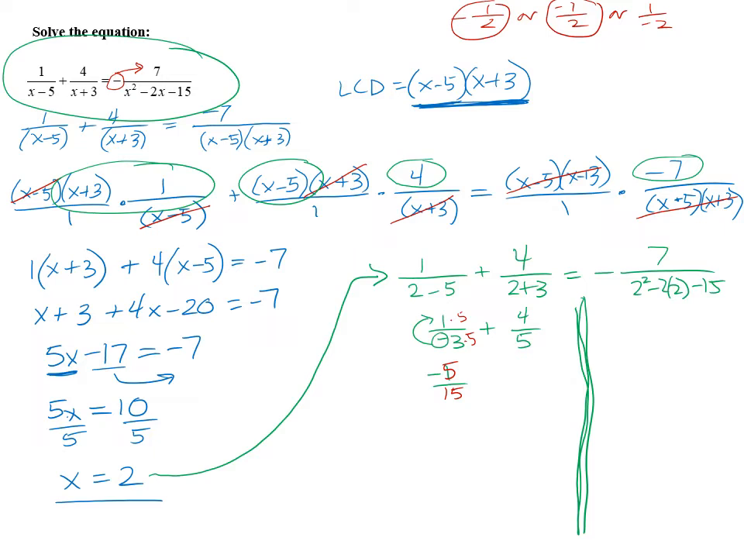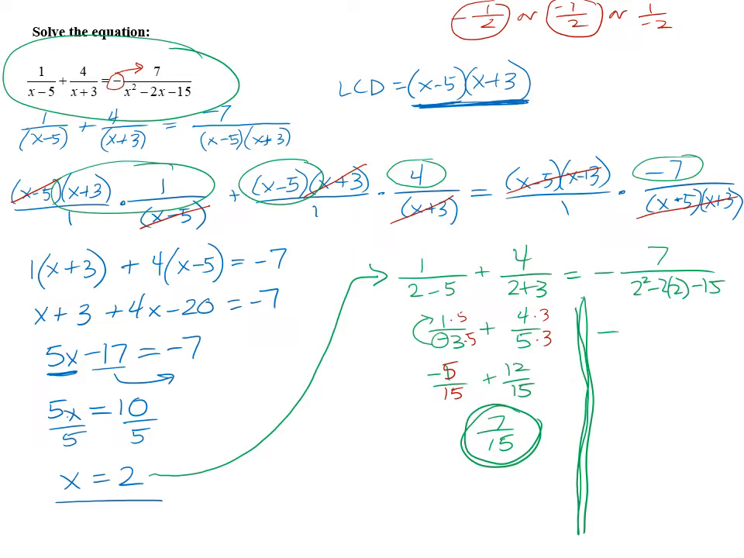And then continuing on, we would have plus, I would need to multiply the 4/5 by 3 over 3, so that I create a common denominator of 15. So that would be 12 over 15. And then adding these two numerators together, negative 5 plus 12 is 7, and that's over 15. So on the left-hand side, I get the value 7 over 15.